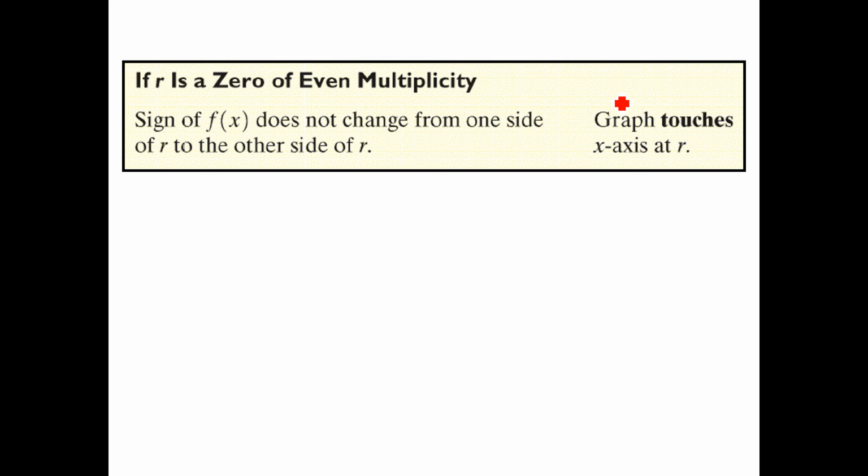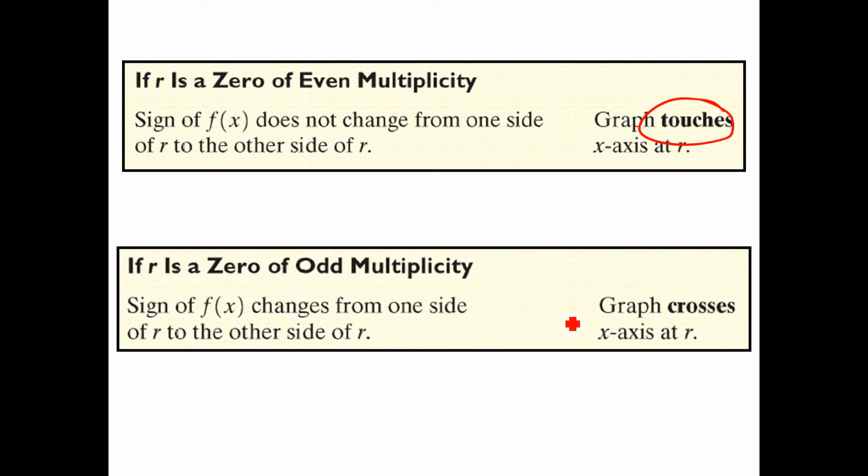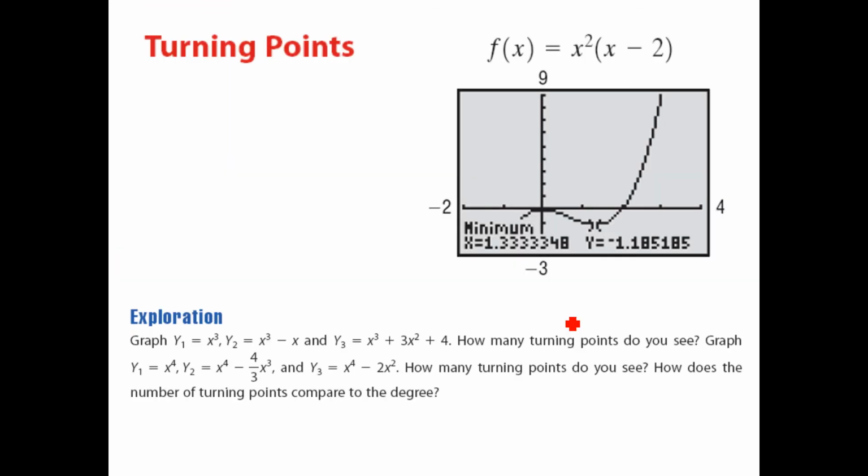Okay, so I think you might have guessed here, if you're even multiplicity, we will touch. The 3 right here was even, so we're just going to touch and turn around. If you're odd, you're going to cross. All right, so example here, this 0 would have an even multiplicity. This 0 would have an odd multiplicity.